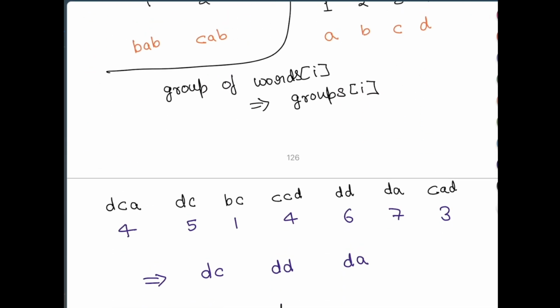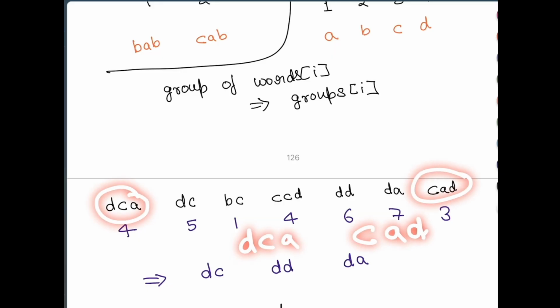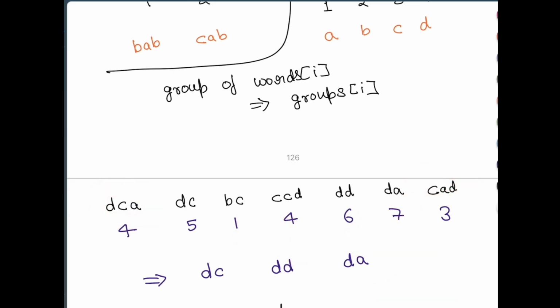So if you say that DCA, the first string, is part of my answer, and CAD is also part of the answer, then it is invalid because they differ by more than one character. D and C are different, C and A are different, and A and D are different. They differ by 3 characters. So if you form an output containing DCA, then this alone will be the part of your answer. So the output will be DCA, a string array with just one string, which is fine.